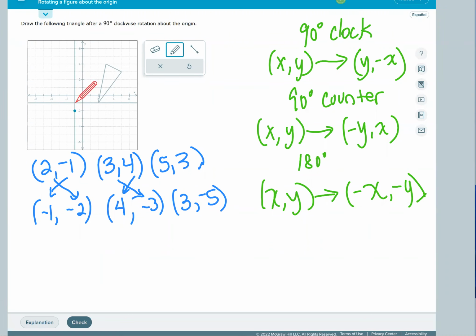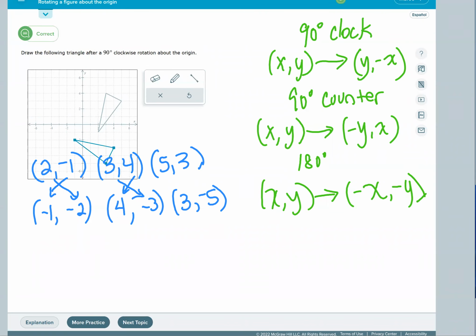(-1, -2), (4, -3), and (3, -5). Did I do that right? Okay, let me just make sure I got this right. (4, -3). Okay. Then we're going to connect them, make a triangle. Basically, you need those three rules that are written to the right here. And that's the end of the lesson.